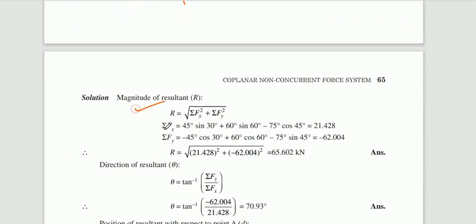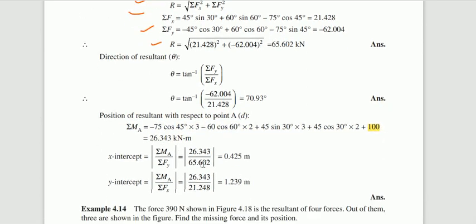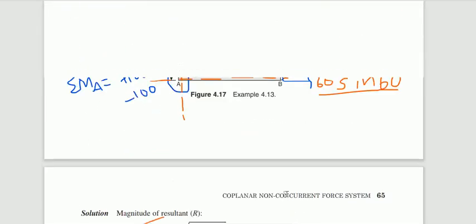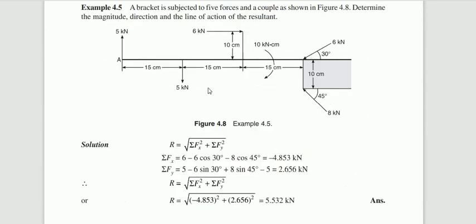Same thing: resultant, summation of Fx, Fy, and resultant theta you need to find out, and you can observe what I told you: 100 you have to add. Since it is clockwise, it is positive along with all the forces. Similarly, x-intercept and y-intercept. So this is somewhat similar to the previous problem also. So let us move on to a different problem here.